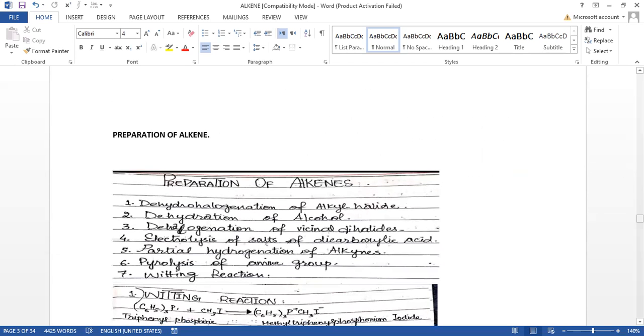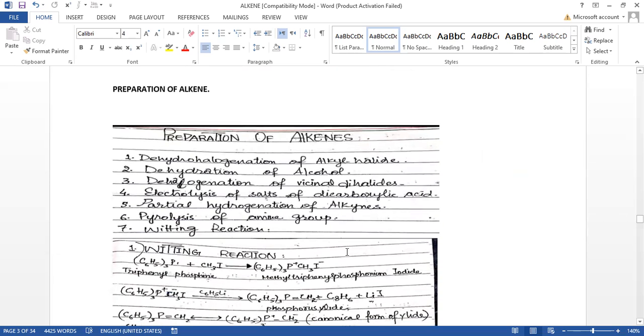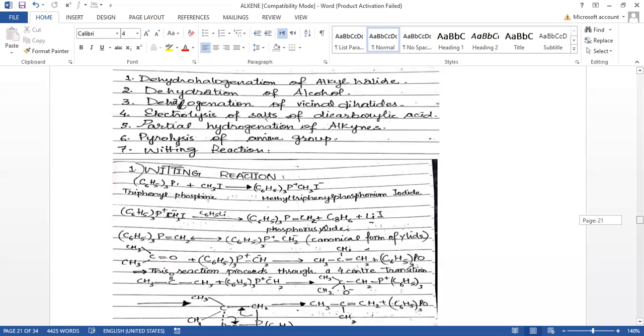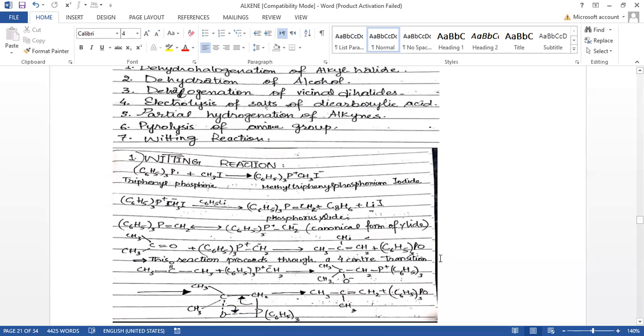So what is the preparation of alkenes? Alkenes can be prepared through 7 methods: dehydrohalogenation, dehydration, dehalogenation of acetyl halide, electrolysis of the salt, pyrolysis, and the Wittig reaction. So first is the Wittig reaction, in which we can see that this is a triphenylphosphine which reacts and gives methylene triphenylphosphorane iodide. And then we get our desired product, the alkene.